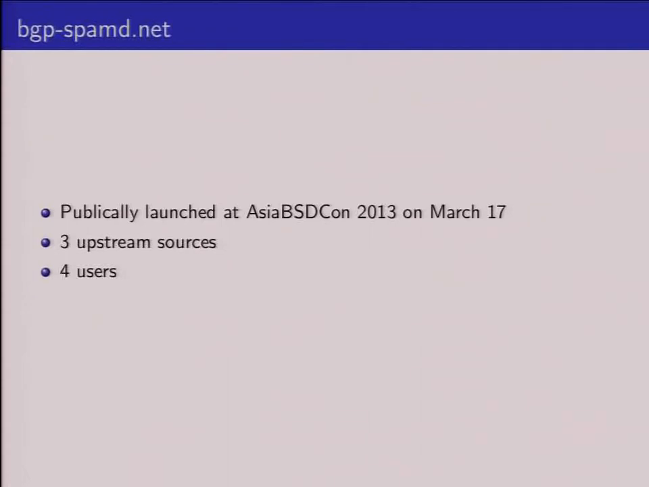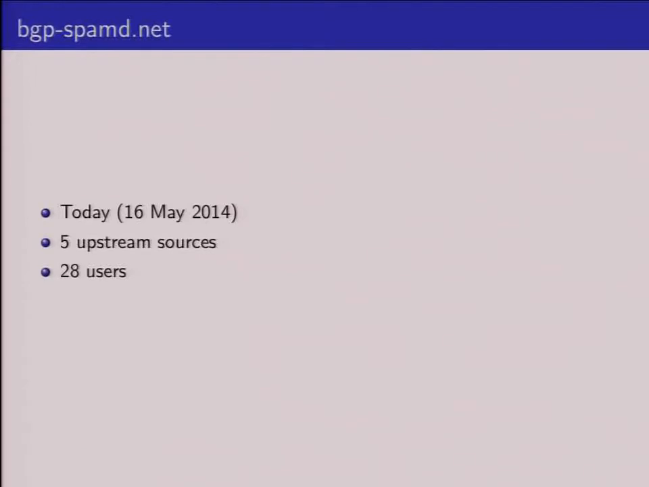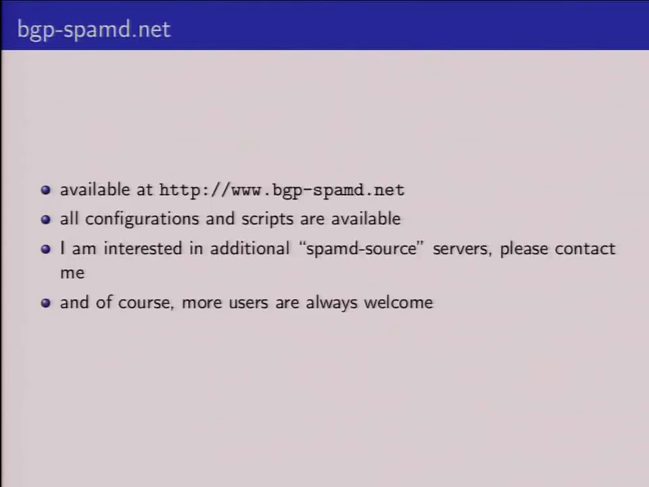So I launched a service for this that I call bgpspamd.net at AsiaBSDCon in 2013. At the time I started, I only had three upstream sources, and at the end of the conference, I had a total of four users, which was relatively nice for the first launch. As of this morning, I now have five upstream sources and 28 users. And it is usable right now. If you want to sign up and use it, go to the website. All the configuration and documentation for it exists online. So if you want to run your own service, you can easily do so. If you want to provide me with data for the service, either your trap list or your whitelist, please let me know, and we can discuss what's going on. And always, more users are welcome.